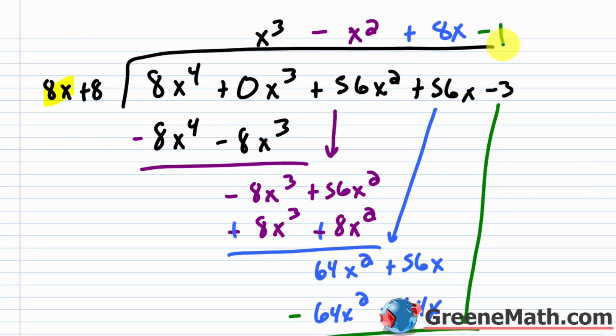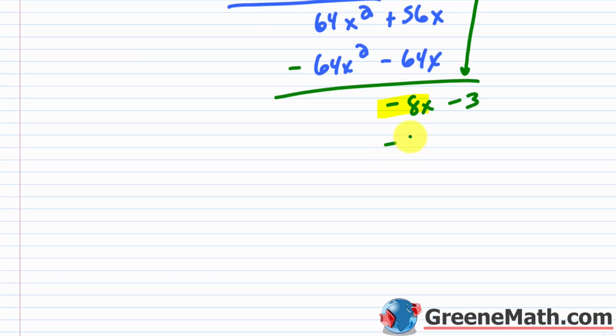We're going to multiply negative 1 times 8x plus 8. You're just changing the sign of each term, so it's negative 8x minus 8. Let's come down here and put negative 8x minus 8. Of course, we change the sign of everything, so this is plus and this is plus. Negative 8x plus 8x is 0. Negative 3 plus 8 is going to be 5. So this is my remainder.